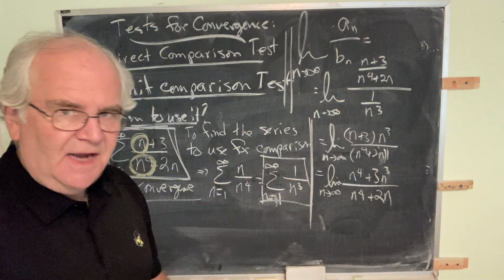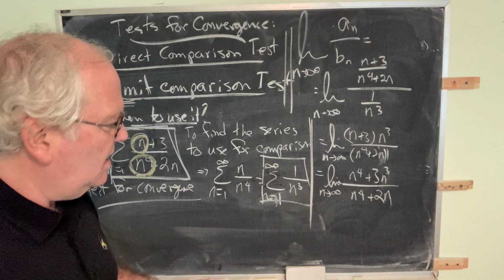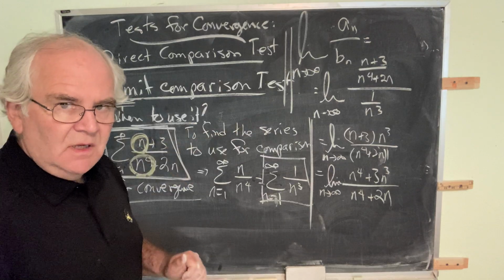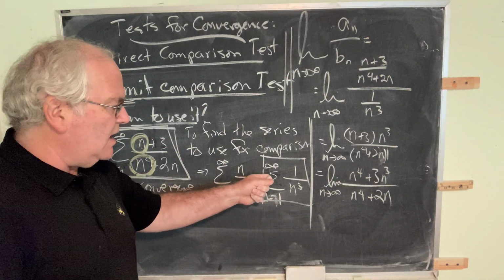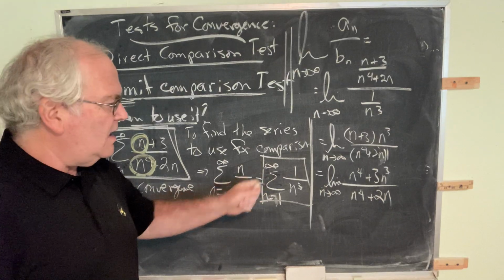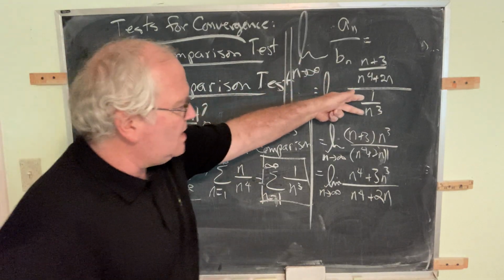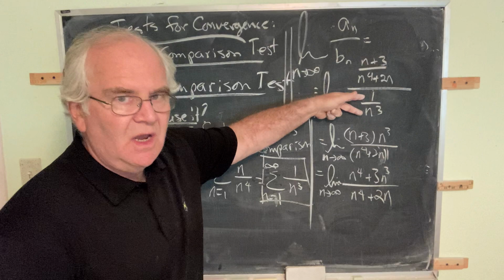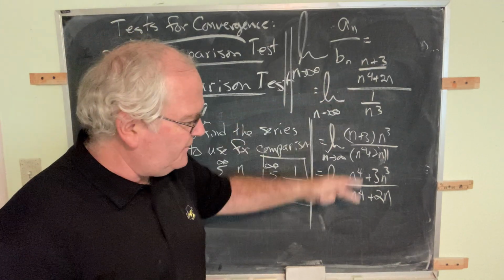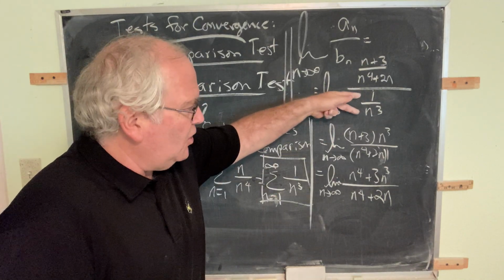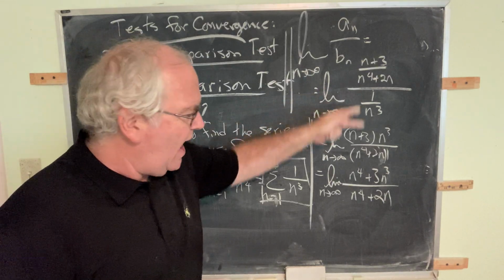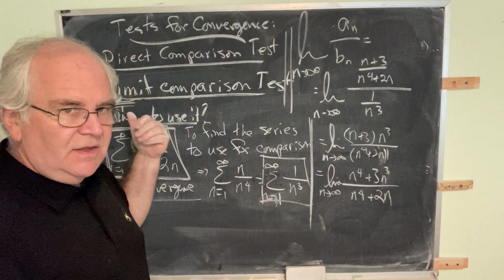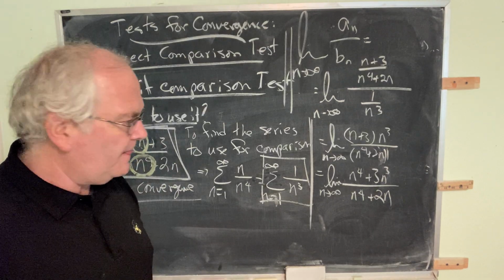If that limit works out to be finite and positive, then they agree. They agree on what? Well, we know this one converges, so they would agree on convergence. If we had compared this to 1 over n to the 1/3 power and the limit is finite and positive, then they would agree with what that behavior is. If this is n to the 1/3 power, this diverges, and if they agree, then the unknown series would diverge.